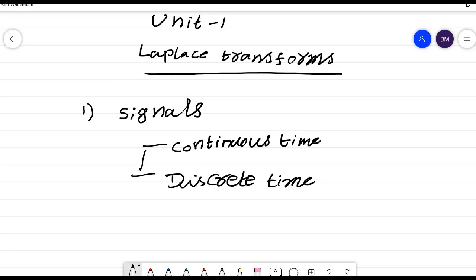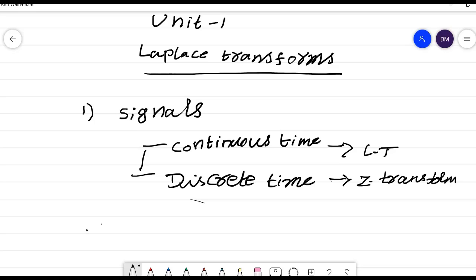See, for continuous time signals we can use the Laplace transform. For discrete time signals we can use the Z transform. So this is the first application of the Laplace transform. What is that first application? Laplace transform is used in signals. We have two types of signals. One is continuous time signal and second one is discrete time signal. For continuous time signals we can use the Laplace transform. For discrete time signals we can use the Z transform.